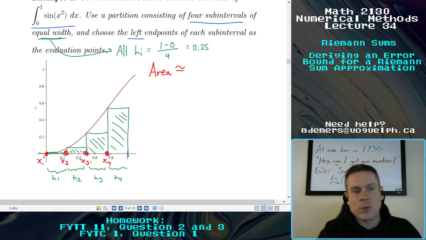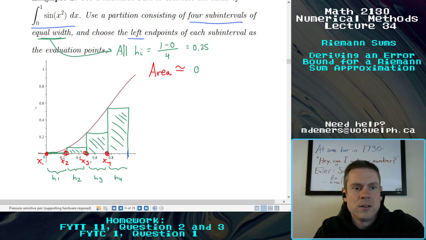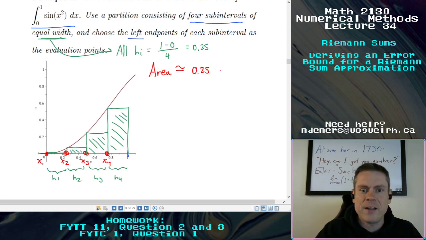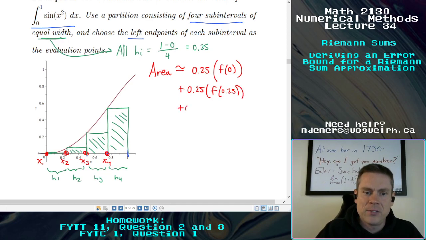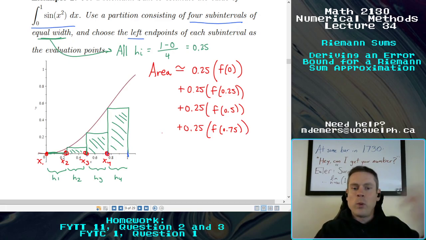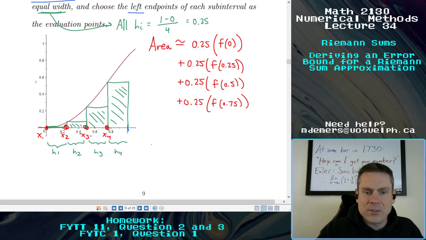And so the area is going to be 0.25. Oh, I'm going to do this in red, because I always do my calculations in red. 0.25 times f at 0 plus 0.25 times f at 0.25 plus 0.25 times f at 0.5 plus 0.25 times f at 0.75. So that's just the width times height plus width times height plus width times height plus width times height.